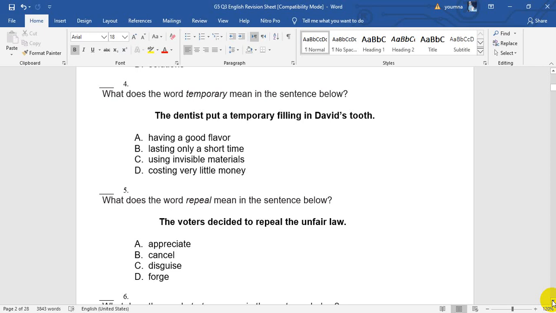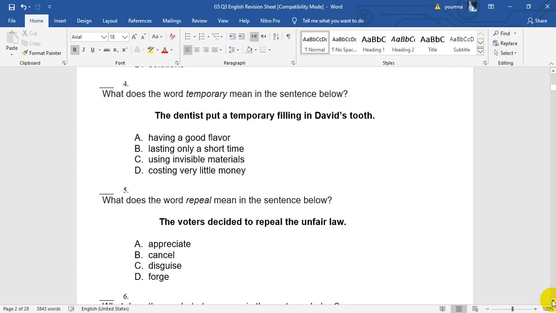So, to put a temporary filling, it means it will be for a long time or for a short time. Temporary is actually the opposite of permanent. So, temporary will be B, lasting only a short time. Very good.